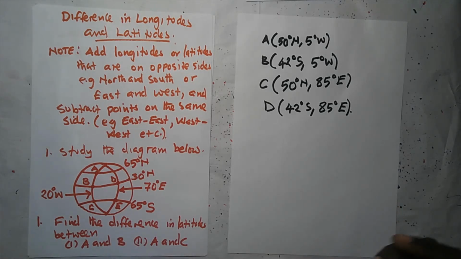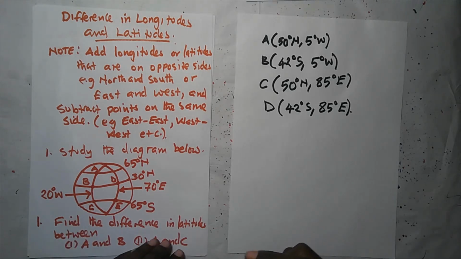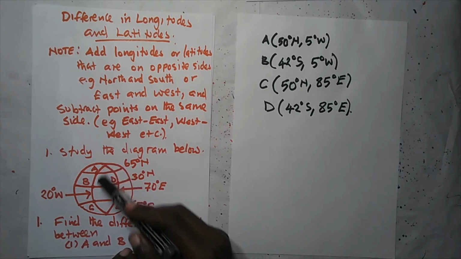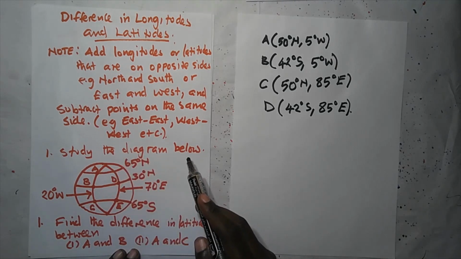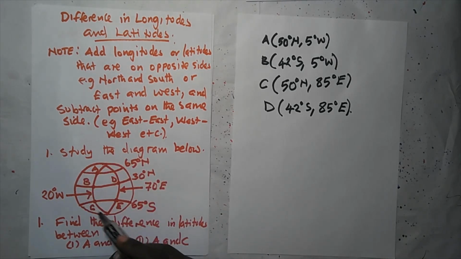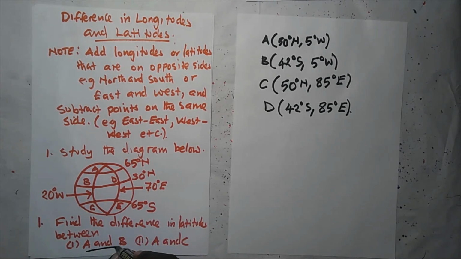Or if it's latitudes, you have north, north, you subtract. Okay, so that is our guide there. So here is our question. Our question here says, study the diagram below. So this is our diagram here. Find the difference in latitudes between A and B.